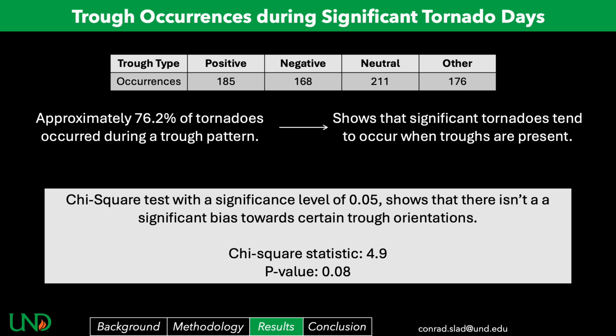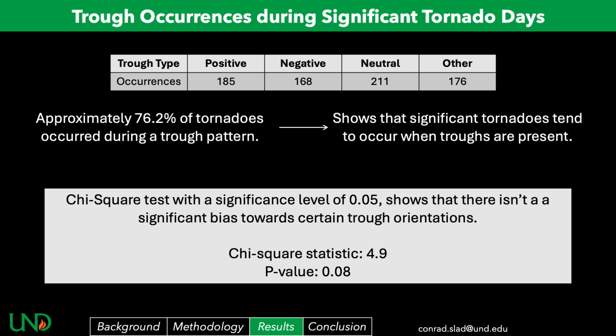So just looking at the numbers blindly, we definitely see a clear favorability between significant tornado days and troughs. Approximately 76.2% of tornadoes did occur within a troughing pattern. That shows that significant tornadoes tend to occur when troughs are present. We already really knew that. But what I was trying to find out was the different classification of troughs. Do those have a favorability towards producing significant tornadoes?